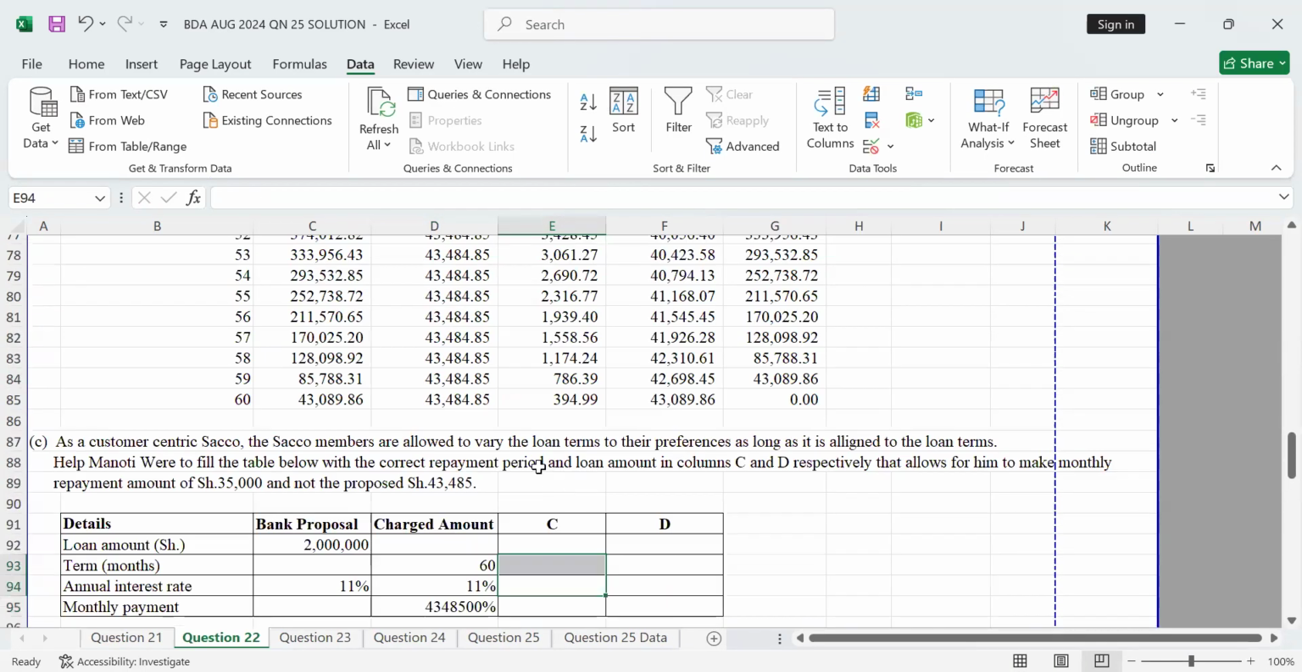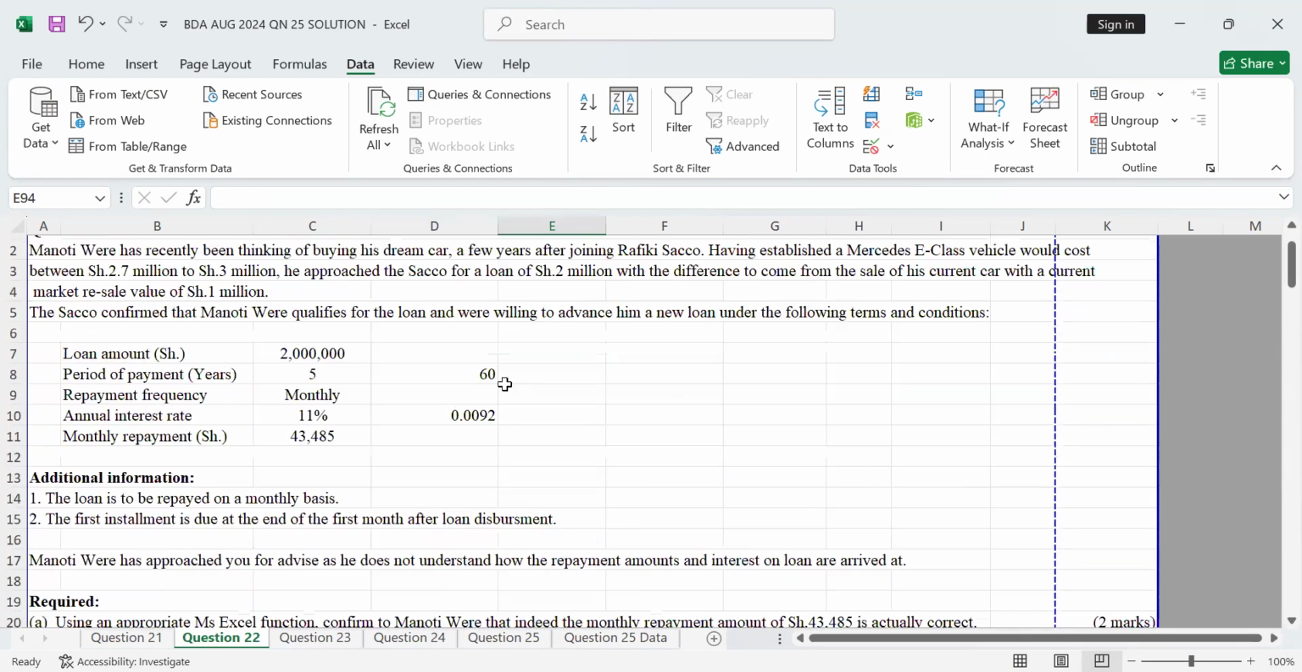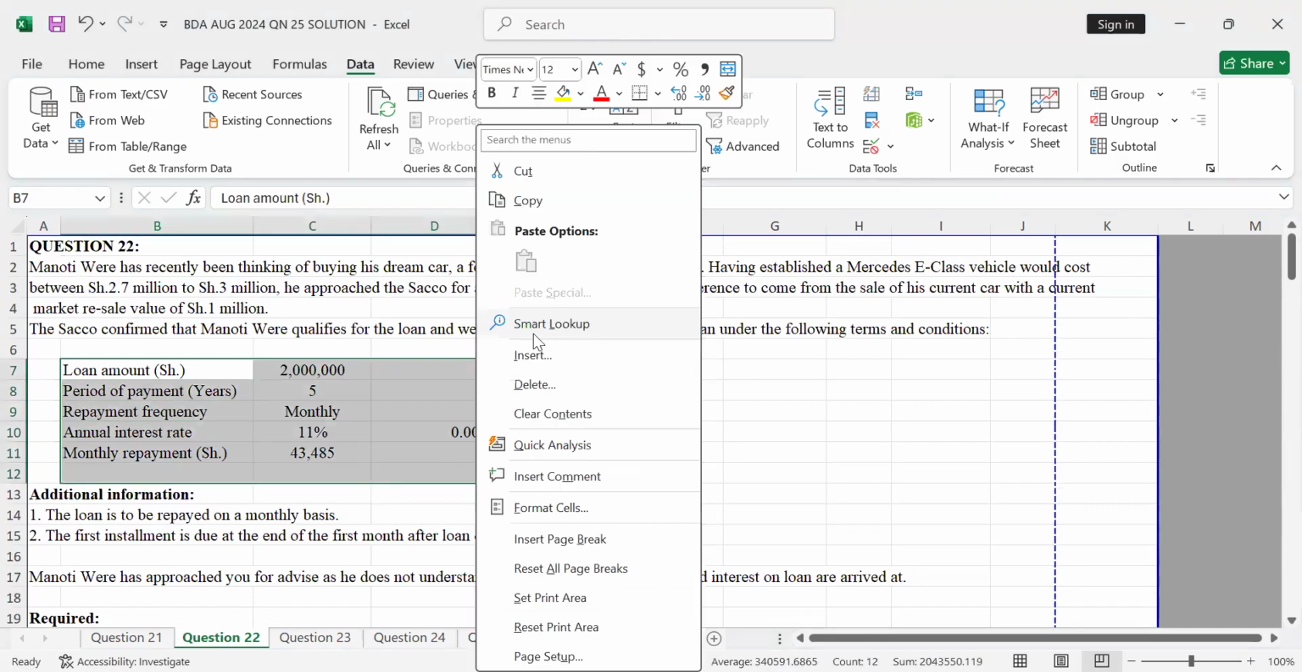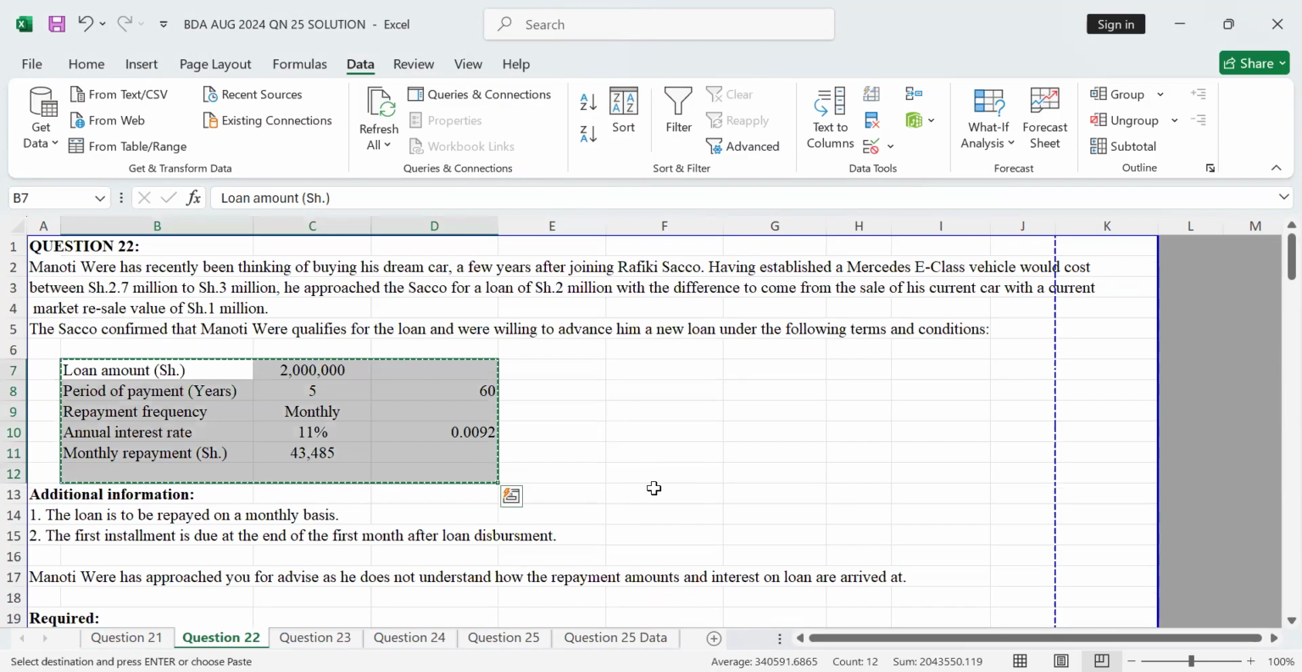So let me just copy this information again here. All this information, you can copy it here. Can have it somewhere here.